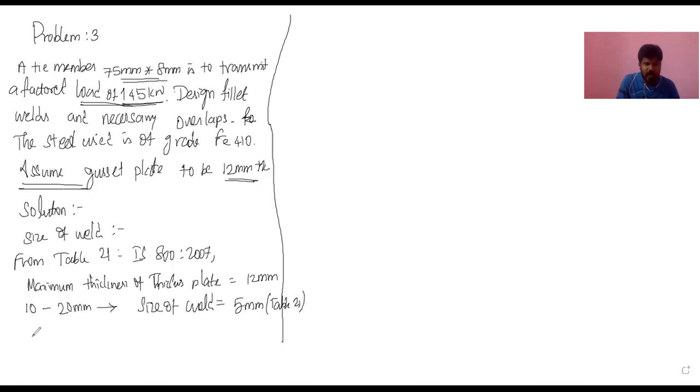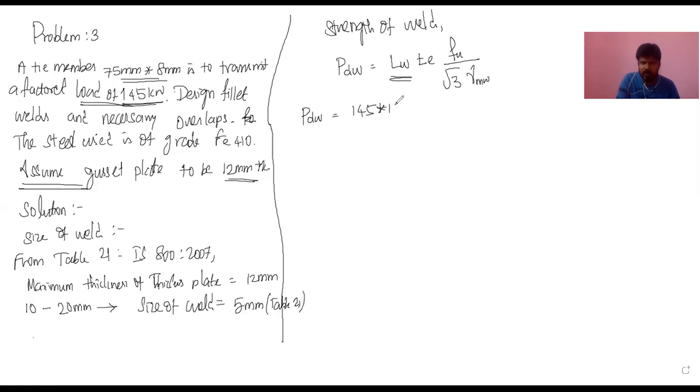So we all know that the strength of weld, PTW, is equal to LW times effective throat thickness times FU divided by root 3 into gamma MW. Here we need to calculate the length of weld. The load PTW we are going to take as 145 kilonewton, that is 145 into 10 cube newton.